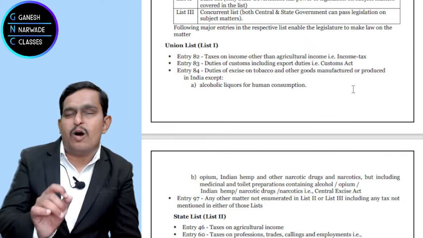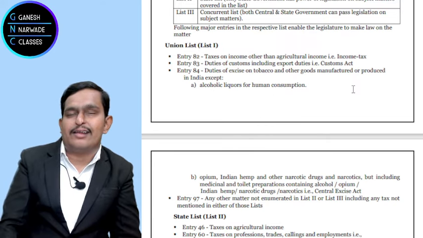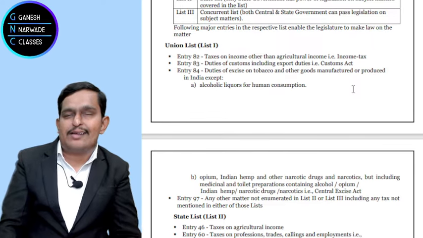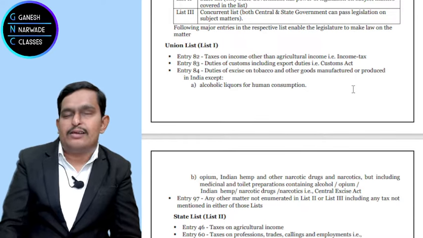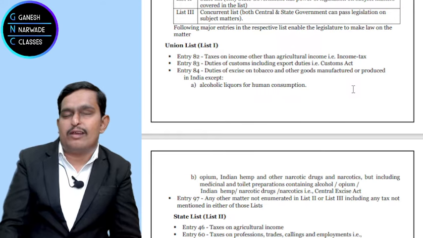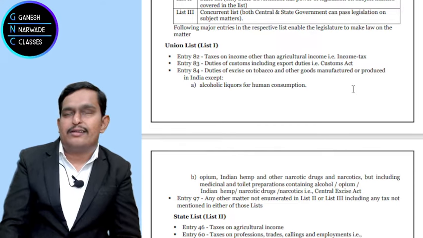But there is a small exception here, you check. Other than agricultural income. So can central government levy tax on agricultural income? The answer is absolutely no. Central government can levy tax on any income. All income central government can tax. But agricultural income? No. On agricultural income, central government cannot levy tax.